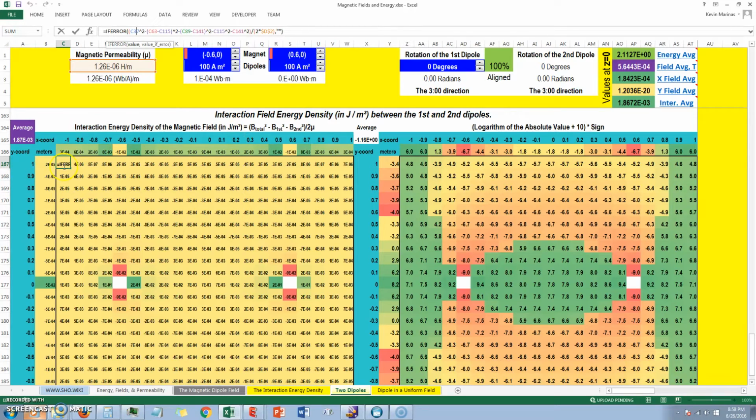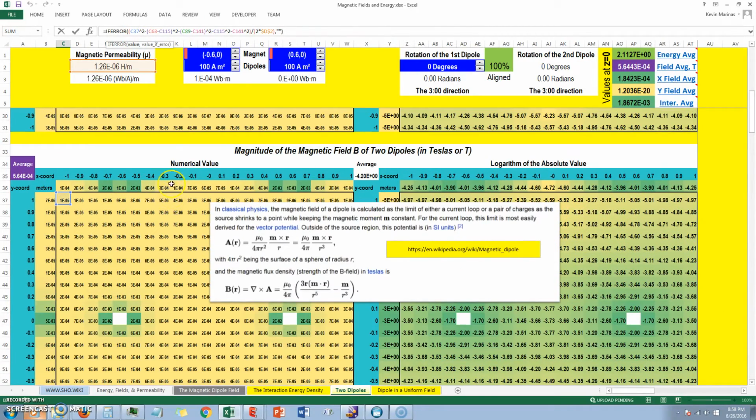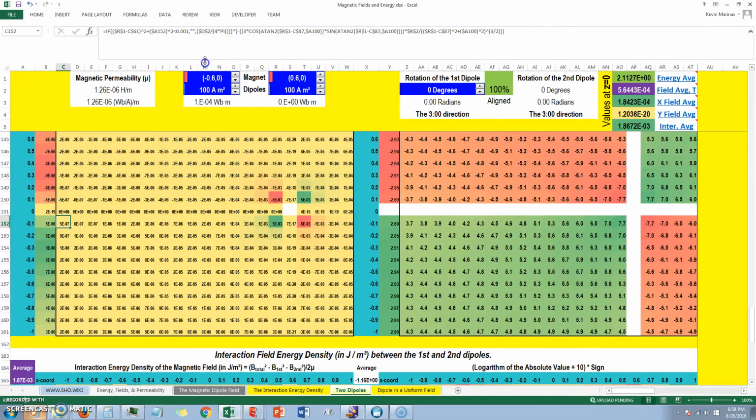So calculating the magnetic field, let's look at here. So C37 squared. What is C37? C37 is the magnitude of the magnetic field B of the two dipoles at x coordinate -1 and y coordinate 1. So let's just go ahead and look at this equation. So that is quite a mouthful, actually. We've got all of this. Here's an if statement condition. If that if statement is satisfied, it returns a blank.